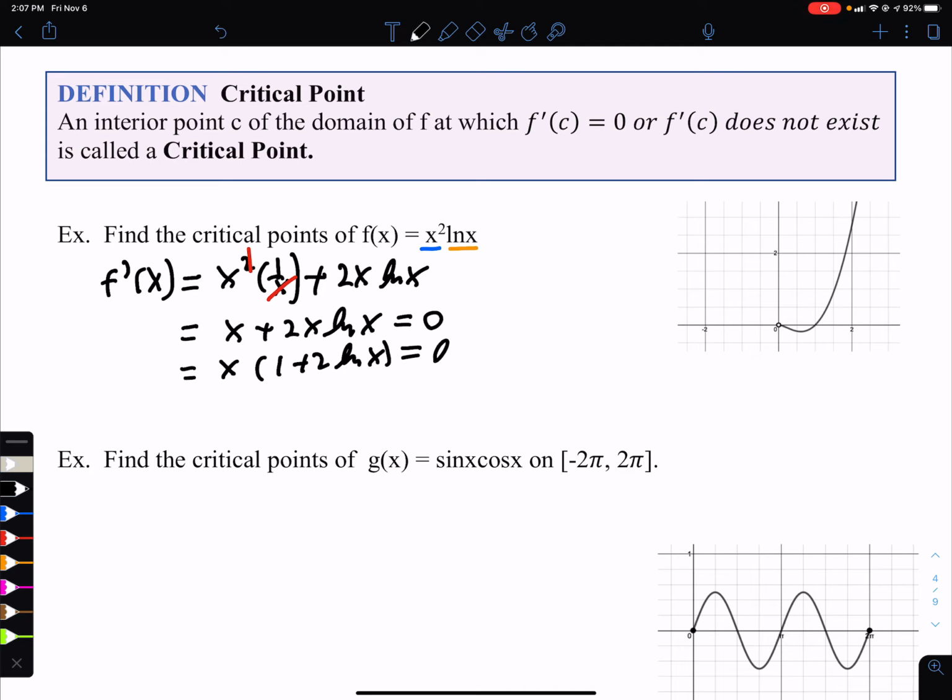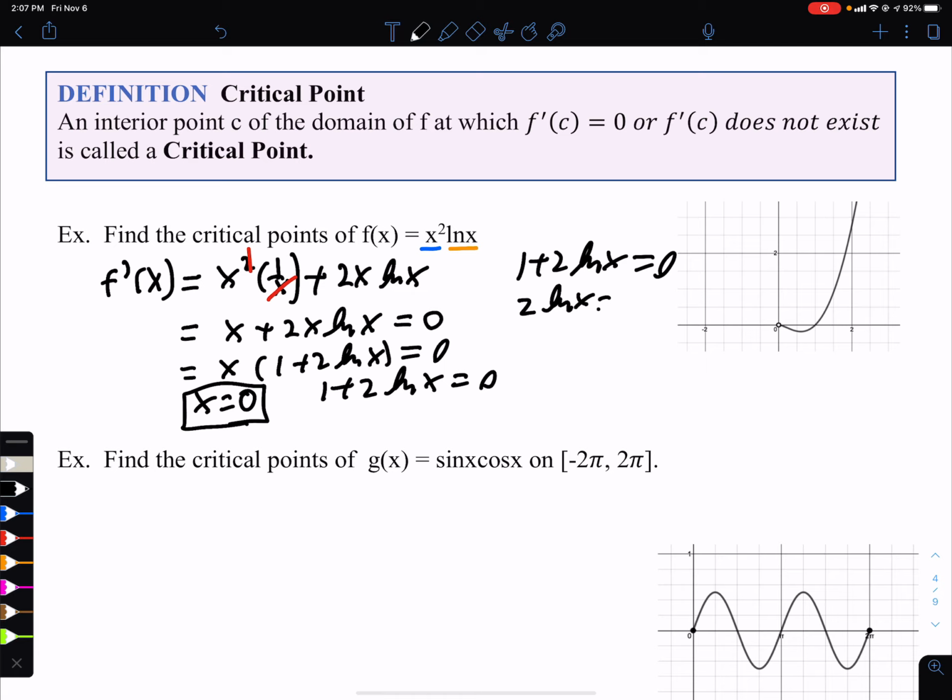Now, this will equal 0 if x is 0. It doesn't matter what the other factor is, it's going to equal 0. So we set x equal to 0 as one possibility. Then, if the other factor equals 0, 0 times anything is 0, so that will work also. So 1 plus 2 ln of x equals 0. So here's one possible solution. I'm going to take the other one, 1 plus 2 ln of x, and solve that for x. Subtract 1 from both sides, and we'll get negative 1 on the other side. Divide both sides by 2, and you're going to get negative 1/2.